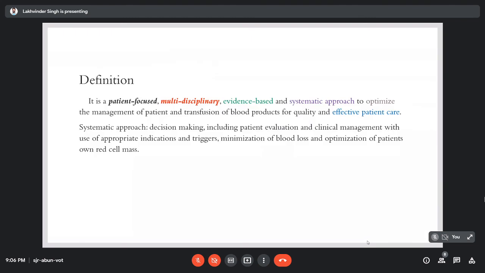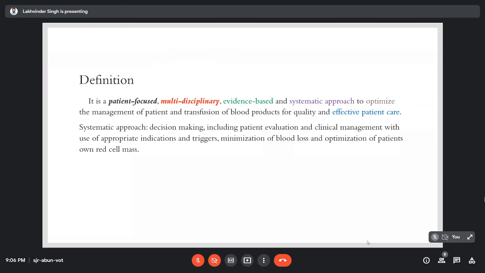Just a few lines about patient blood management. Nowadays the focus is on the patient outcome, not on giving more blood. Initially we used to be happy when we managed a massive transfusion, but now the main goal is to prevent the massive transfusion. That is patient blood management. It is a patient focused, multidisciplinary, evidence based and systematic approach to optimize the management of patients and transfusion of blood products for quality and effective patient care.